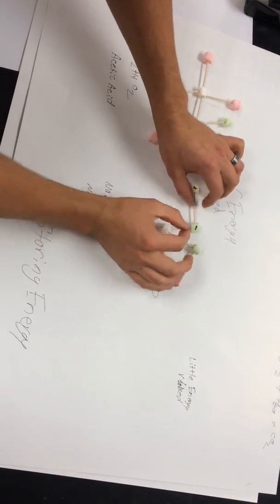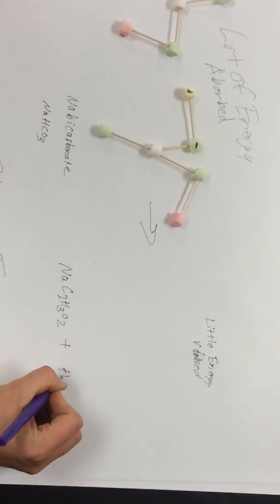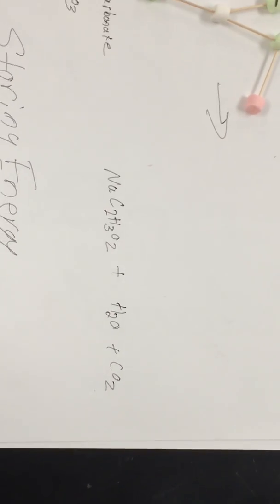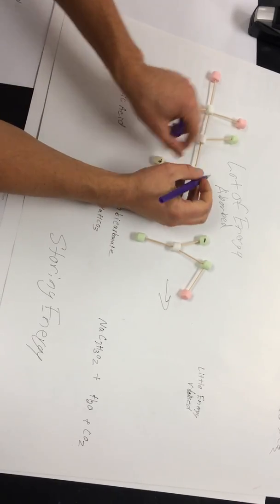So how this happens is we are going to make NaC2H3O2 plus water plus carbon dioxide. So what happens is this bond is going to be broken, and this bond is going to be broken, and this sodium is now going to form an ionic bond with this oxygen.